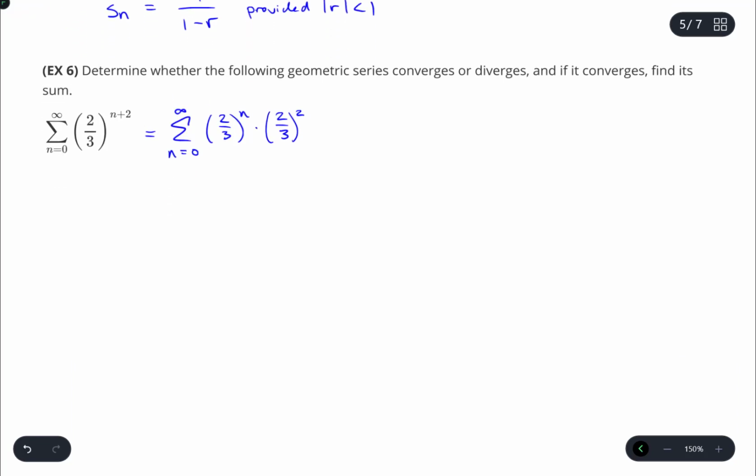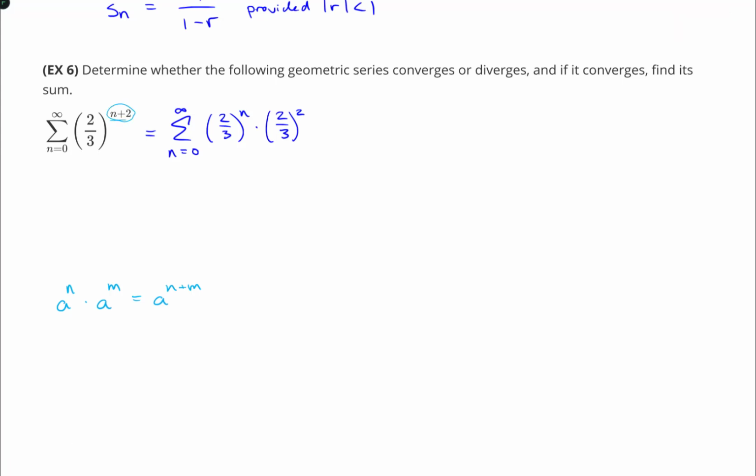That is a property of exponents, where if you have some value raised to an exponent times some other value of the same base with a different exponent, you can combine those by adding the exponents together. But the reverse is true as well. So if you have an exponent that's added, you can split it up into two exponentials with the same base that are multiplied. Okay? And 2/3 squared is a constant. It just works out to be 4/9.